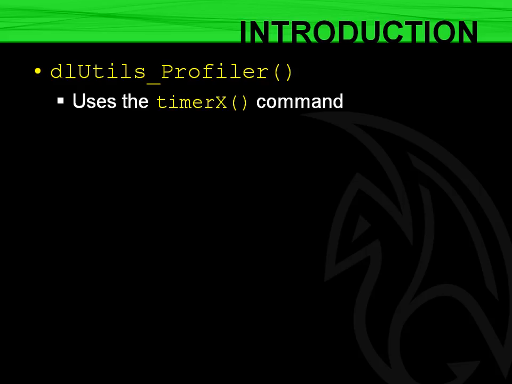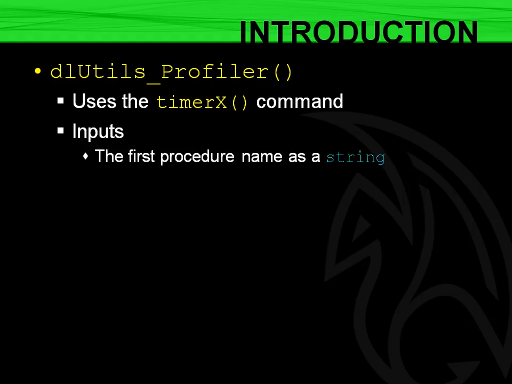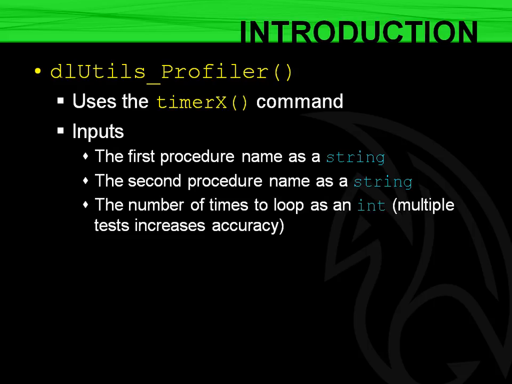And by comparing two different times, you'll be able to figure out if one function or procedure is faster than another. So the inputs for this command are very simple. It takes three inputs. One is the name of the first procedure you want to compare as a string. The second is the name of the second procedure you want to compare as a string. And then finally, an integer, that's the number of times you want to repeat this test. So the higher this number is, essentially, the more accurate your test will be.